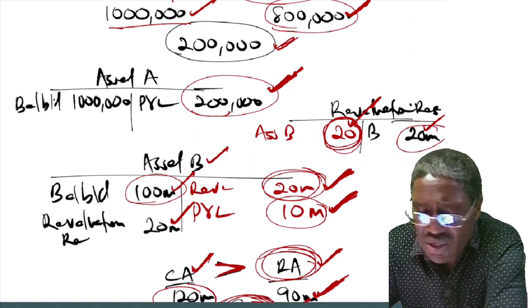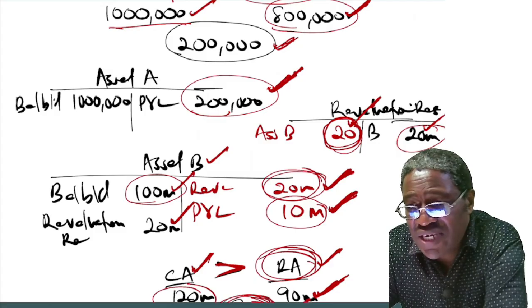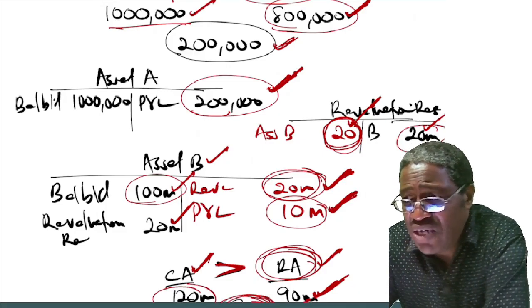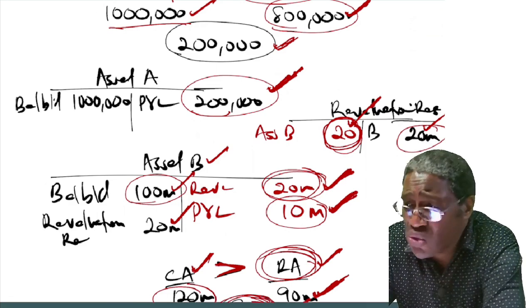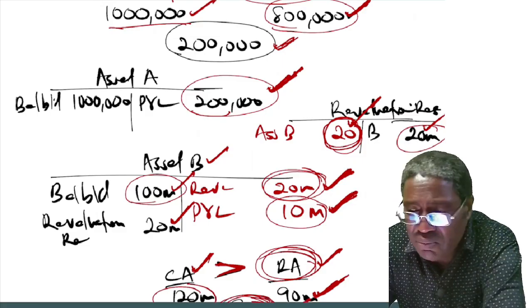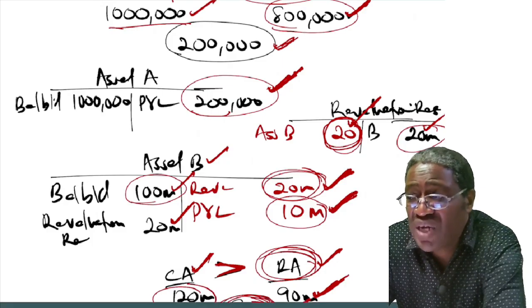The net realizable value of an asset is determined by subtracting any cost to sell from the selling price of the asset.